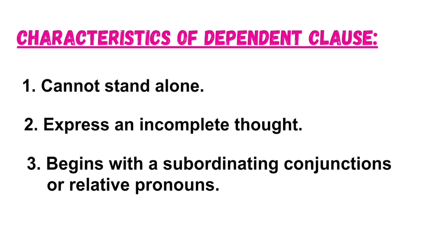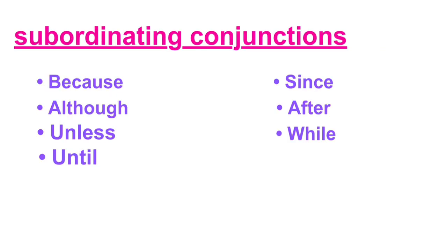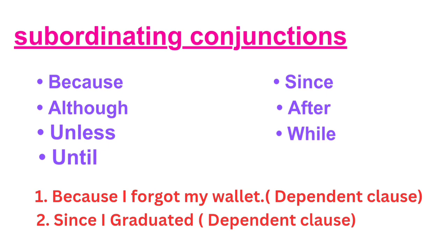Dependent clause cannot stand alone, as we already discussed. It expresses an incomplete thought. It begins with subordinate conjunctions or relative pronouns. Let me introduce you subordinating conjunctions. Subordinating conjunctions are words that introduce dependent clauses and connect them to independent clauses. For example, because, although, unless, until, since, after, and while.